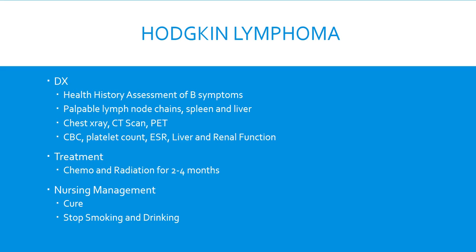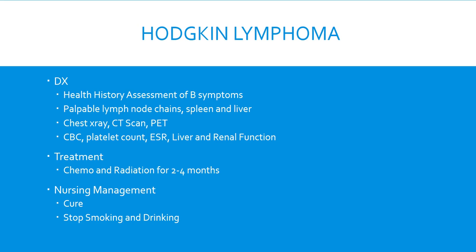To do diagnosis, the health history and assessment of B symptoms, palpable lymph nodes of the chin, spleen, and liver. You'll do a chest x-ray, CT scan, and a PET scan. You'll see a CBC, platelet count, sedimentation rate, and liver and renal function. And that's just to find out if the lymph nodes in those areas are truly infected, and if they're infected, to what degree, and if they're actually starting to cause problems on the other organs.